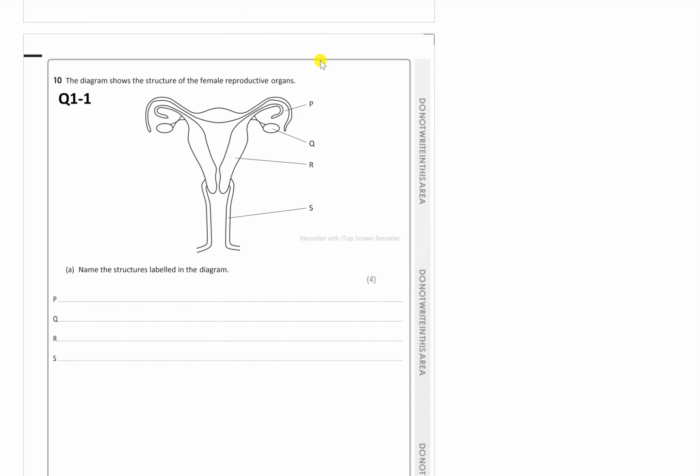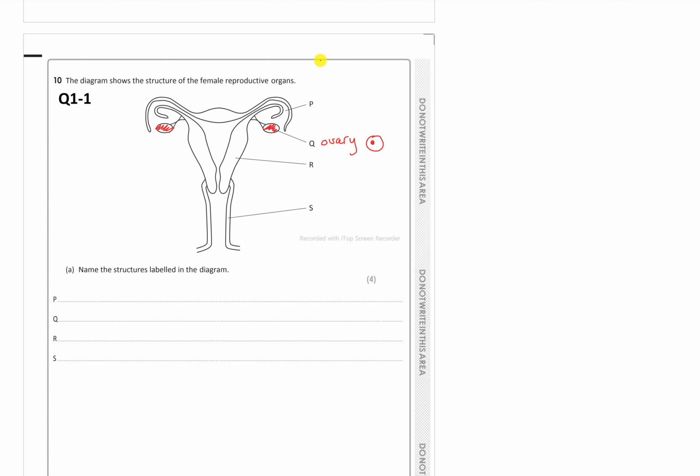the structure of the ovaries and uterus. So here is the ovary. It produces the egg cell or the ovum.